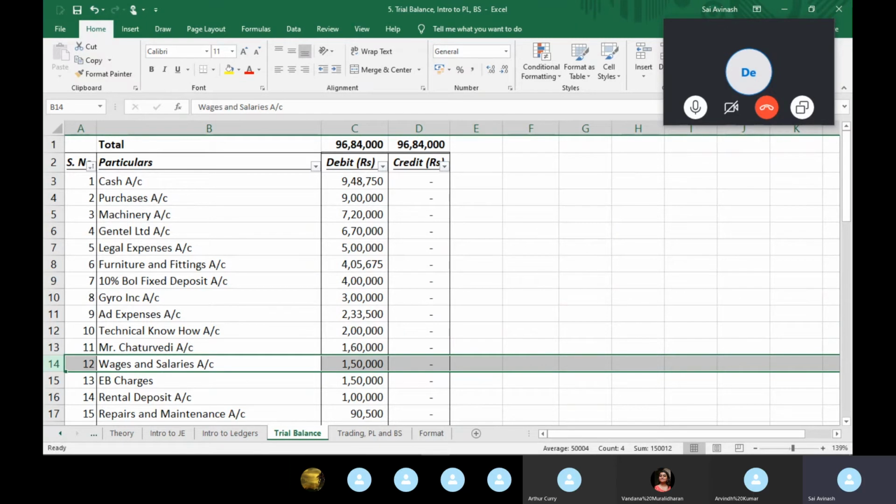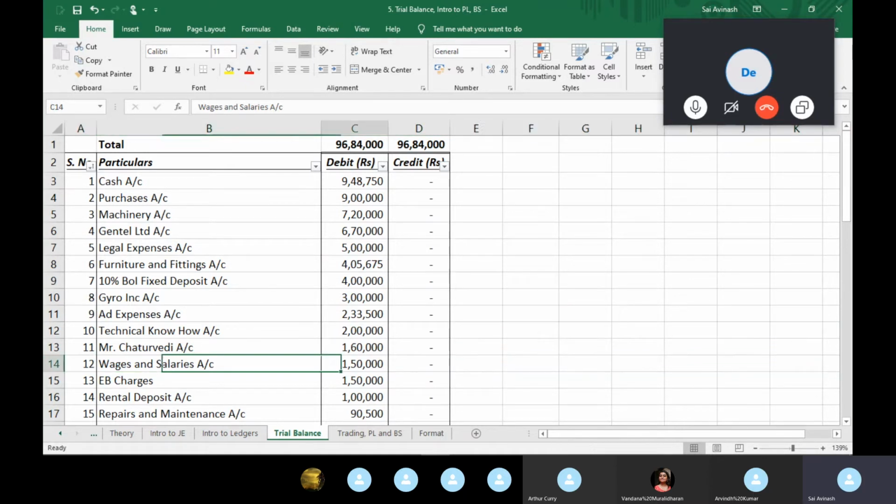Or you can also say, no, I paid the salary to a person who is in my sales department or in my, let's say, accounting department. So it's an indirect expense. So it goes in a profit and loss account. You can argue both ways.